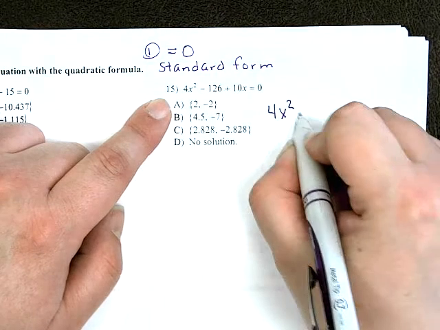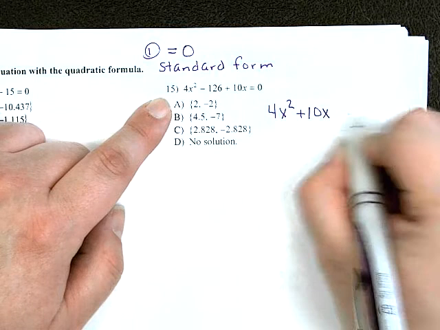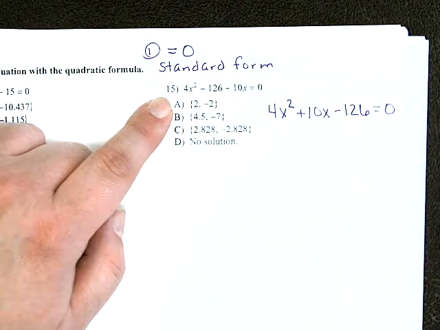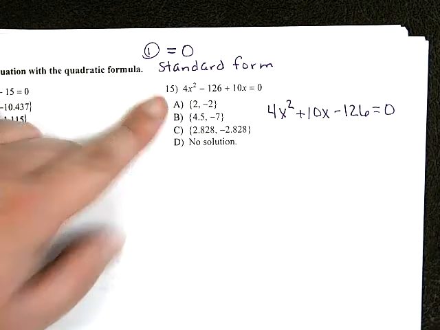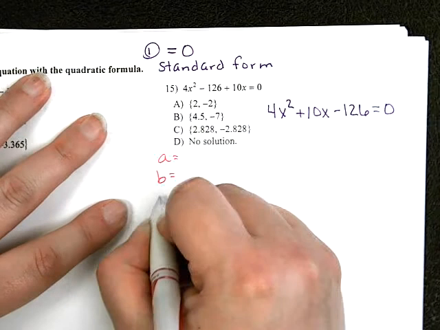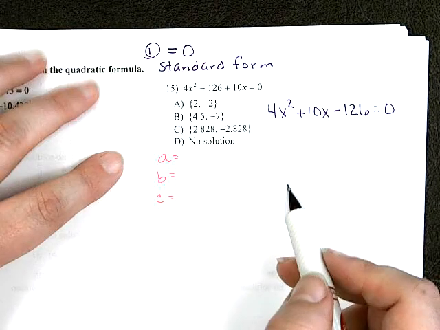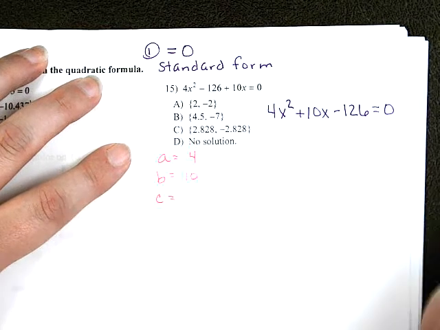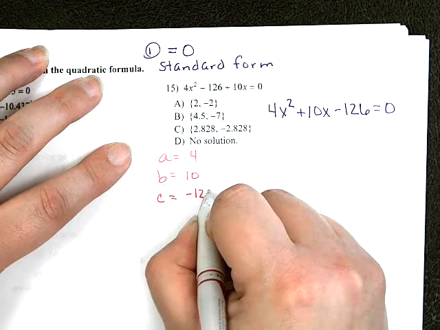So we are going to put it in standard form. 4x squared plus 10x minus 126 equals 0. Okay, and then let's see, we're going to need our a, b, and c. So a equals, b equals, c equals. A is going to be 4, b is 10, and c is -126.